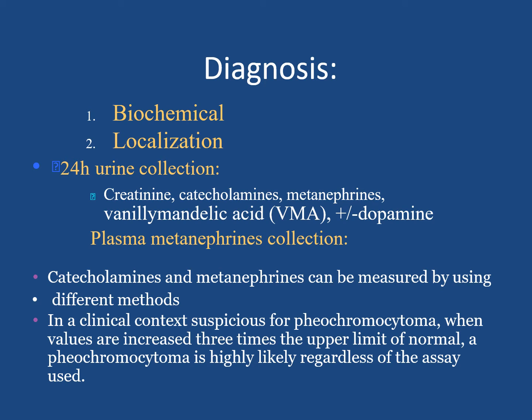Catecholamines and metanephrines can be measured by using different methods. In a clinical context suspicious for pheochromocytoma, when values are increased 3 times the upper limit of normal, a pheochromocytoma is highly likely regardless of the assay being used to diagnose.